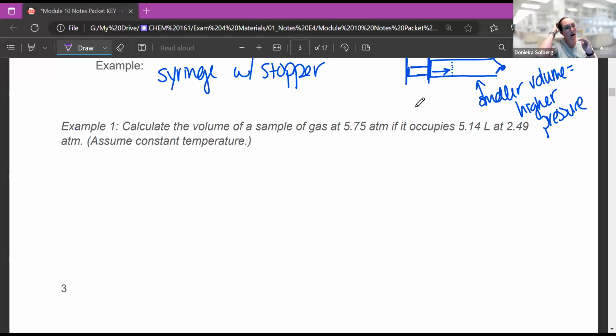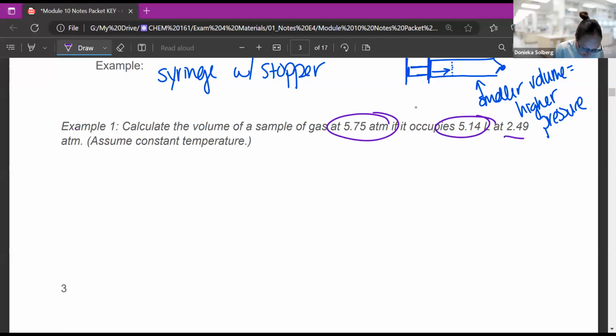Okay, so any of the problems in this unit, there's going to be a lot of numbers. So this is the way that I would approach them, and I recommend you do. I'm going to look at this problem. I'm just going to pull out all the numbers. I'm not even going to read the problem yet. I'm going to pull out all of the numbers. So I have this number, and this number, and label them. What are they? What variables are they? Okay, so I have 5.75 atmospheres.